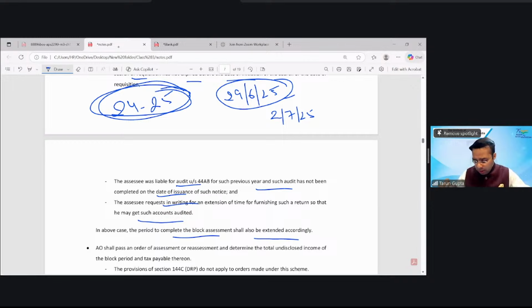So Geeta ma'am is asking that if the assessee has already filed the return for the previous year, then also does the assessee have to file the return under section 139 again for all these years? Yes. Whether you have furnished the return or not for all these years, it's mandatory to furnish the return in response to a notice issued by the AO. Okay?